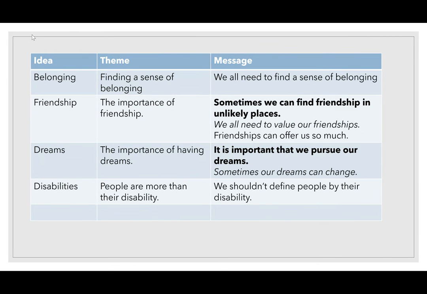The theme that I developed from the idea of dreams is the importance of having dreams. So suddenly, instead of just saying this shows the idea of dreams, you say this shows the importance of having dreams, which is automatically a more developed sentence and therefore a more developed idea. And therefore it's going to work better when you are explaining yourself in essays, and it's going to make you sound like you know the text a little bit better. And lastly, disability is the idea, and the theme is people are more than their disability. And then that develops into a message that you can take away.